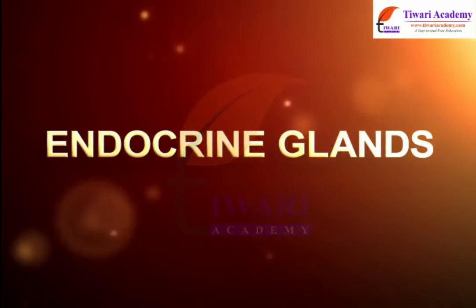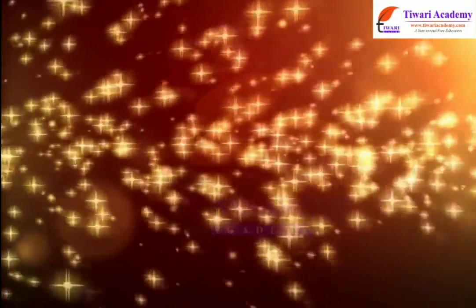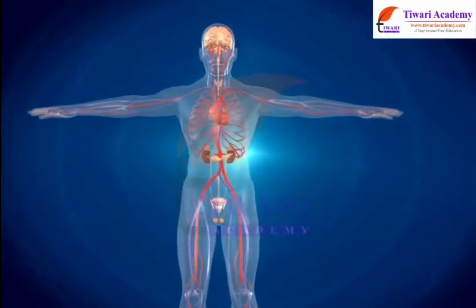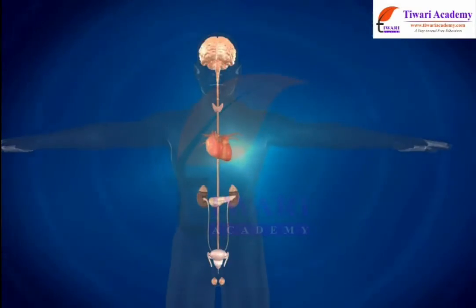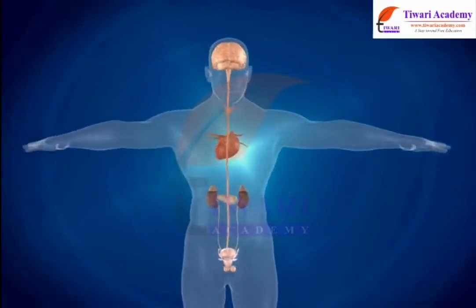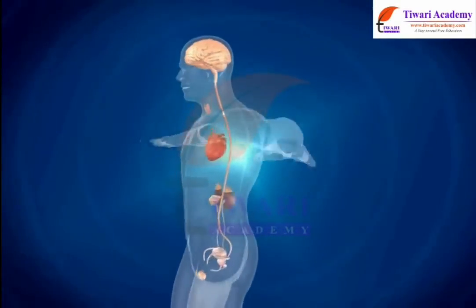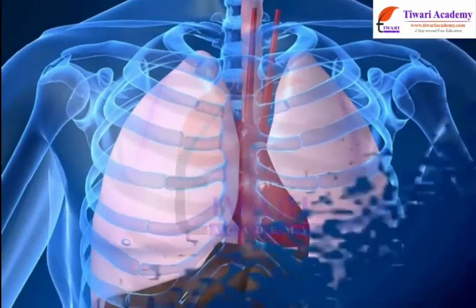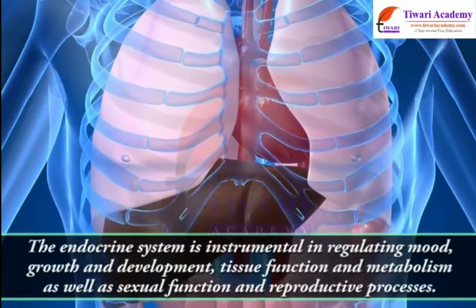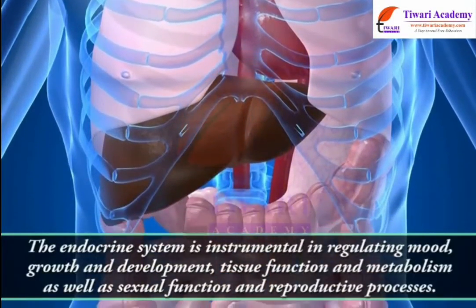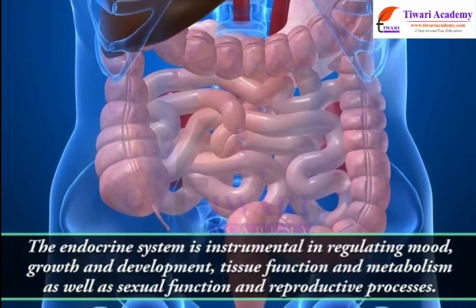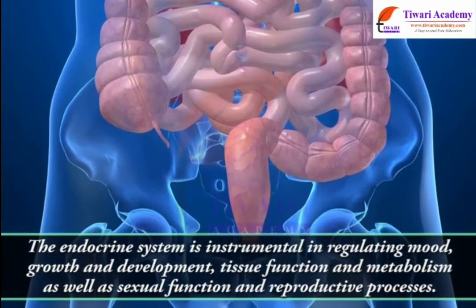Endocrine glands. Although we rarely think about them, the glands of the endocrine system and the hormones they release influence almost every cell, organ, and function of our bodies. The endocrine system is instrumental in regulating mood, growth and development, tissue function and metabolism, as well as sexual function and reproductive processes.